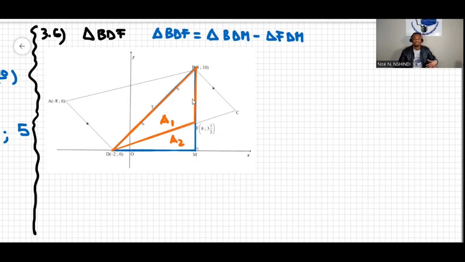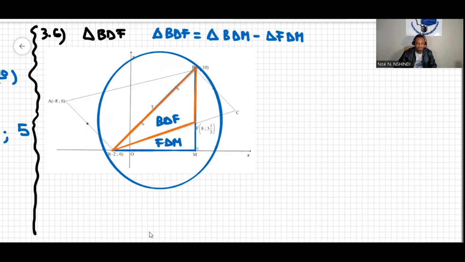So remember what we learned in previous grades, what we call composite shapes. So let me just label them as I did there. Here is the triangle BDF, and here is the triangle FDM, and the whole thing here, this one is the triangle BDM.